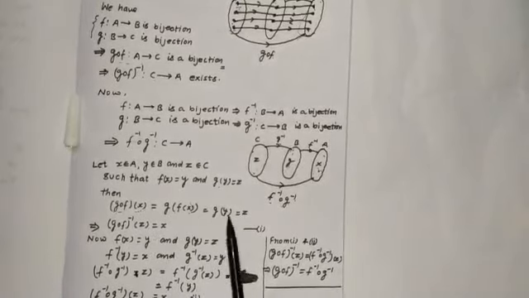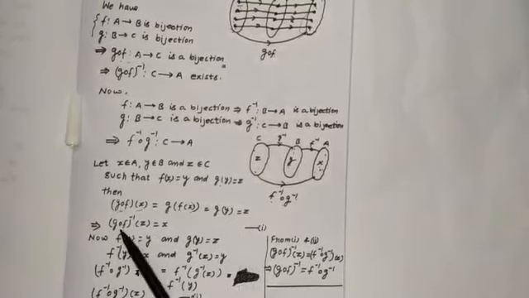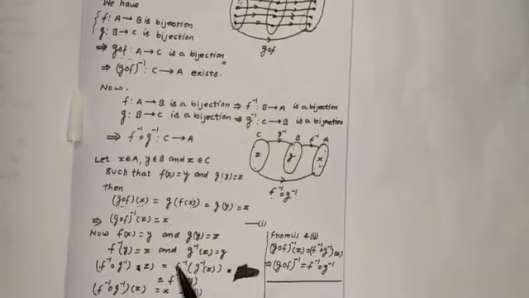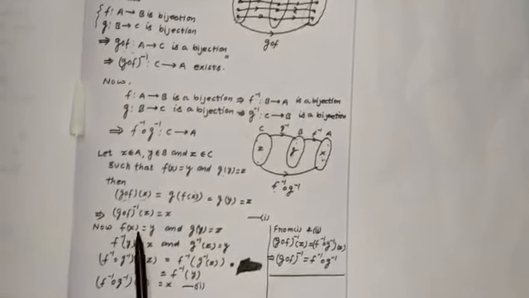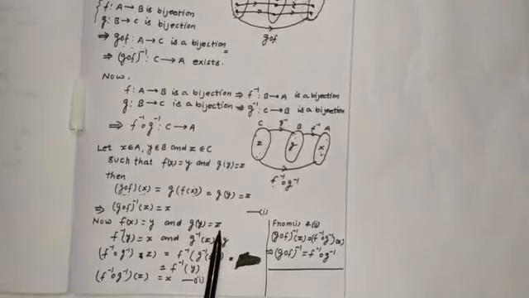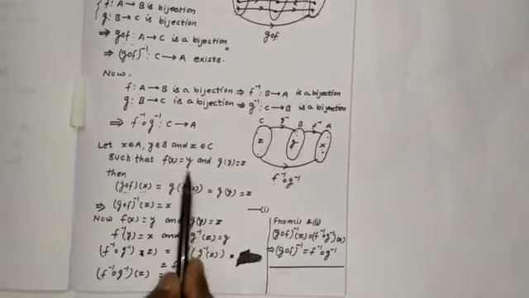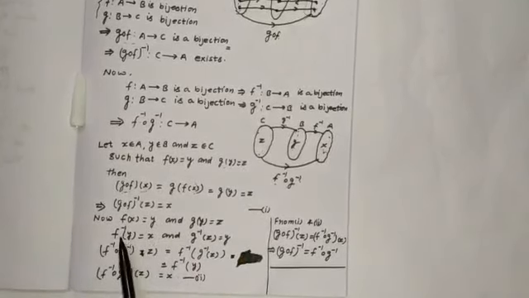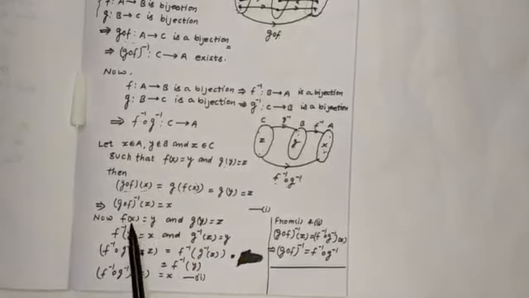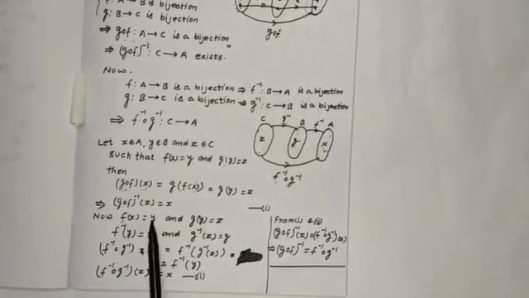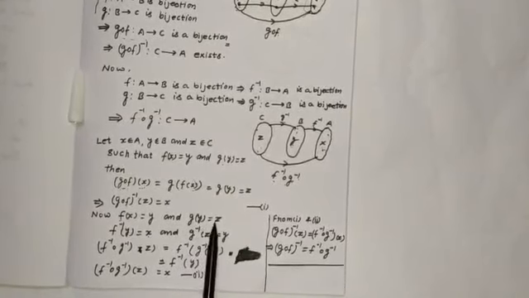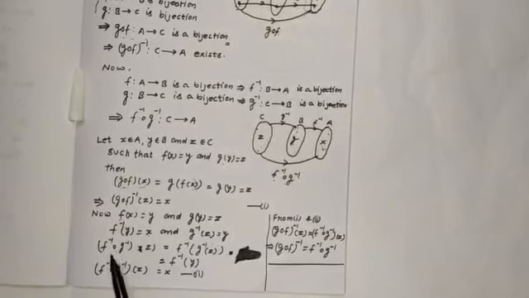Then the inverse of g of f, (g∘f) inverse, takes z and associates it to the element x. Now f(x) equals y and g(y) equals z. If f(x) equals y, then you can write f inverse of y is equal to x, and g(y) equals z, so you can write g inverse of z equals y.